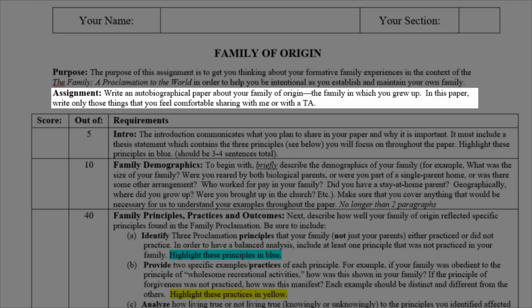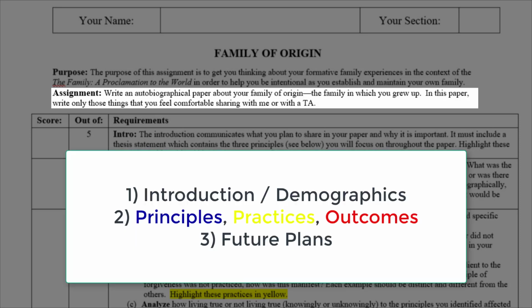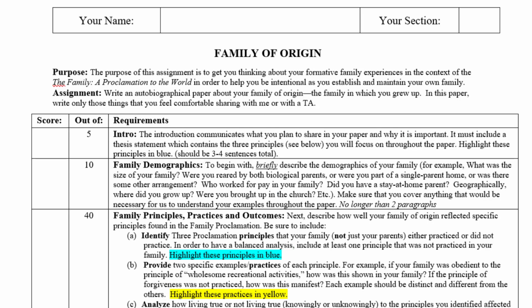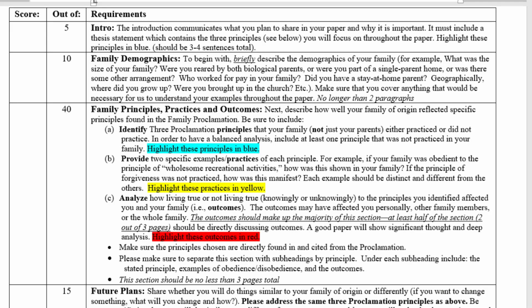As an overview of what you'll be doing, you'll write an introduction and briefly explain the demographics of your family growing up. Then you'll identify several principles, practices, and outcomes. And finally, you'll make future plans on how you can apply what you have learned. So now let's go look at the rubric. First, we have the introduction.